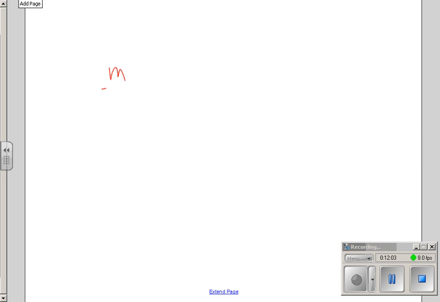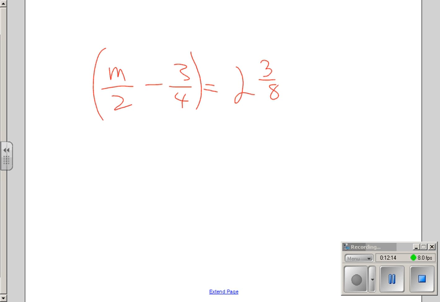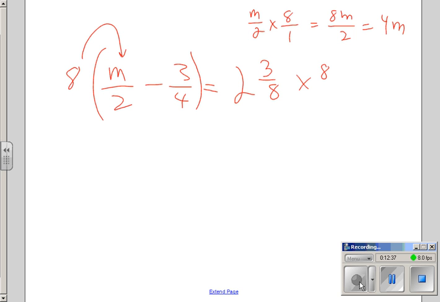The second method, m over 2, take away 3/4 equals 2 3/8. We're going to multiply both sides by 8. So I multiply both sides by a number that is a multiple of all 3 denominators, in this case 3 because there's 3 terms. And that will give me a new equation without a fraction. So here, m over 2 times 8 is 8m over 2, or 4m. So I get 4m for my first term.